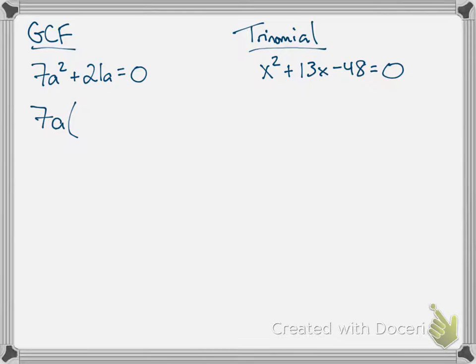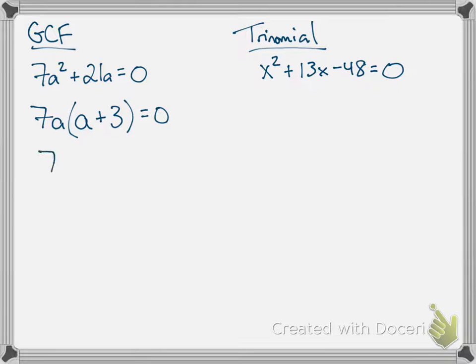So if I do 7a squared divided by 7a, 7 divided by 7 is 1. You can write the 1 or not write it. That doesn't matter to me. A squared divided by a means I have an a. Now I do positive 21a divided by 7a. 21 divided by 7 is 3. A divided by a cancels. So that's done. So it factors apart into 7a times (a plus 3).